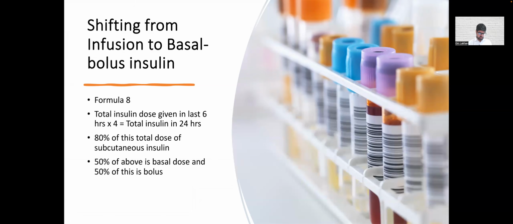You take the last 6-hour infusion requirement and multiply that by 4. This will give you the 24-hour insulin dose. Take 80% of this as the total dose of insulin. 50% of this will be basal and 50% of this will be bolus. Let me give you an example.